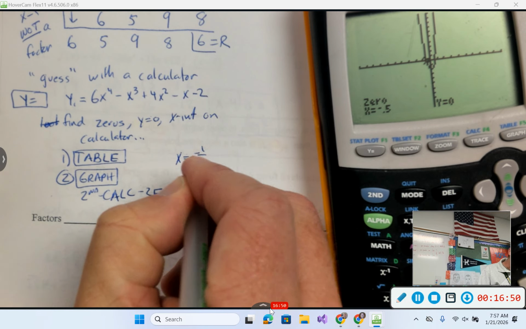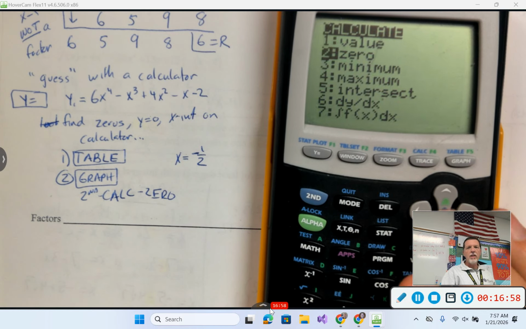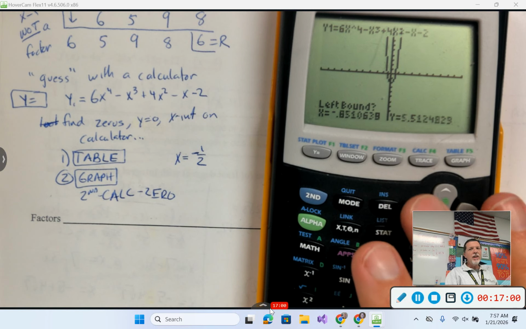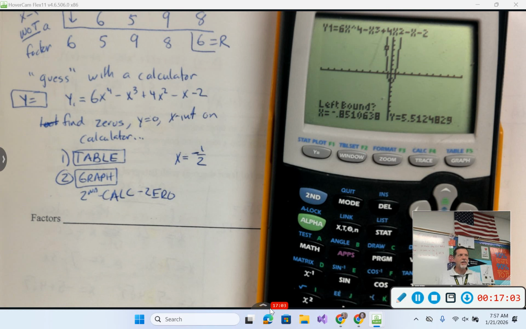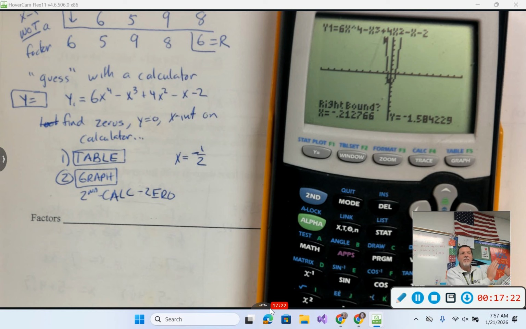Okay, if you got error, you likely had your left bound and right bound maybe reversed, so it didn't know how to find it. So let's back up. Second calc, 0. Left bound? So get your cursor left of the 0. And then press enter. When you do that, it says right bound? Like how far to the right do you want me to look? So you scroll over to the right. Make sure you're past the 0. If you don't pass the 0, then it's going to look in an area that doesn't have a 0, and it'll tell you there's an error. There's no 0 there. So make sure your left bound, right bound includes a 0.